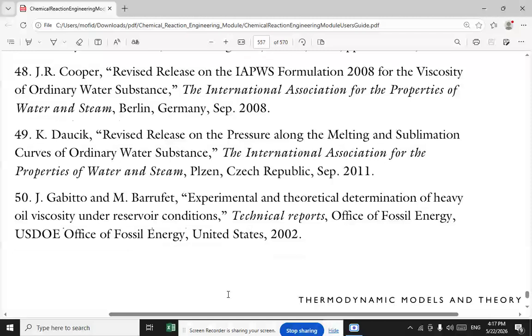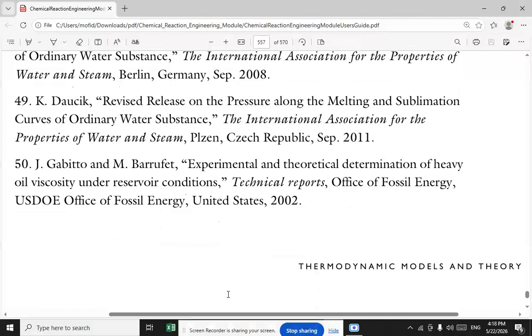The next one was written by Cooper. The name is revised release on the IAPWS formulation 2008 for the viscosity of ordinary water substance. The next one was written by Wagner. The name is revised release on the pressure along the melting and sublimation curves of ordinary water substance.